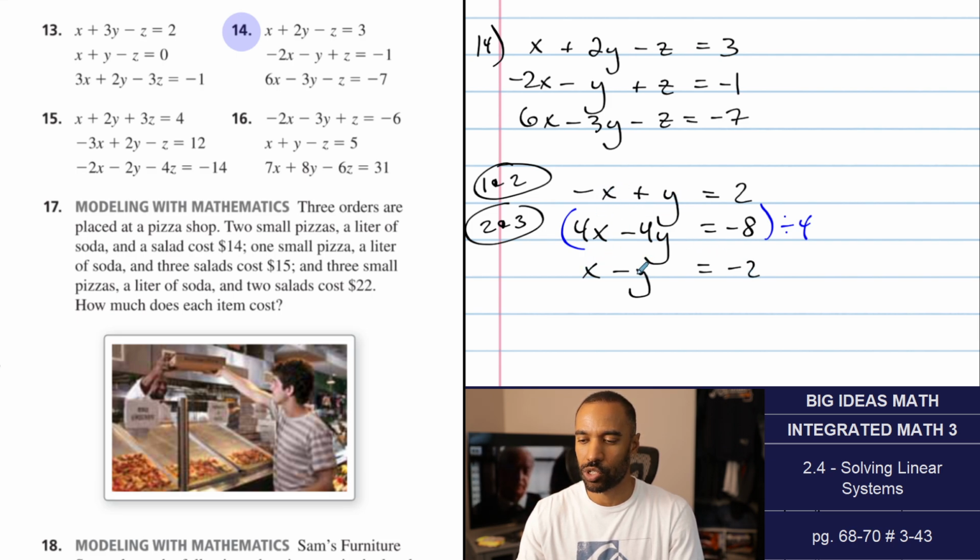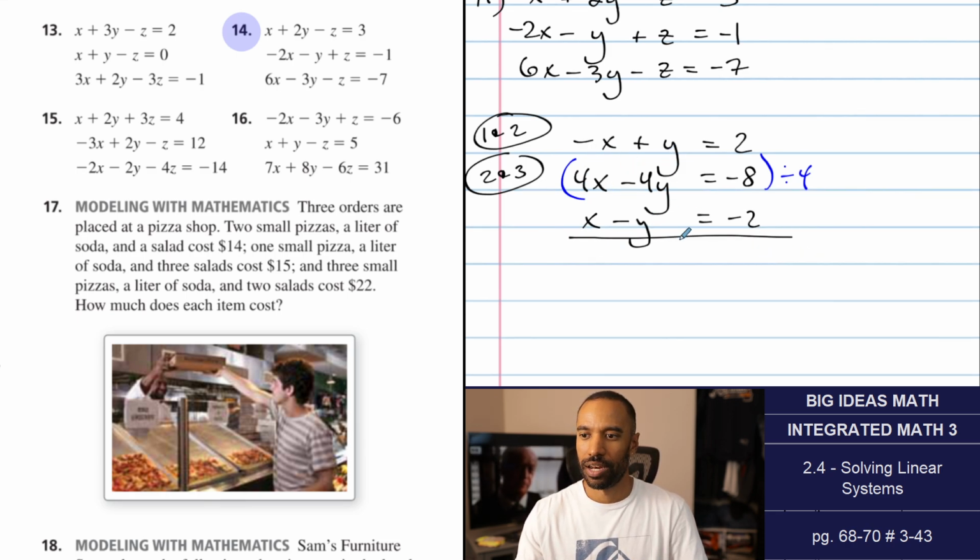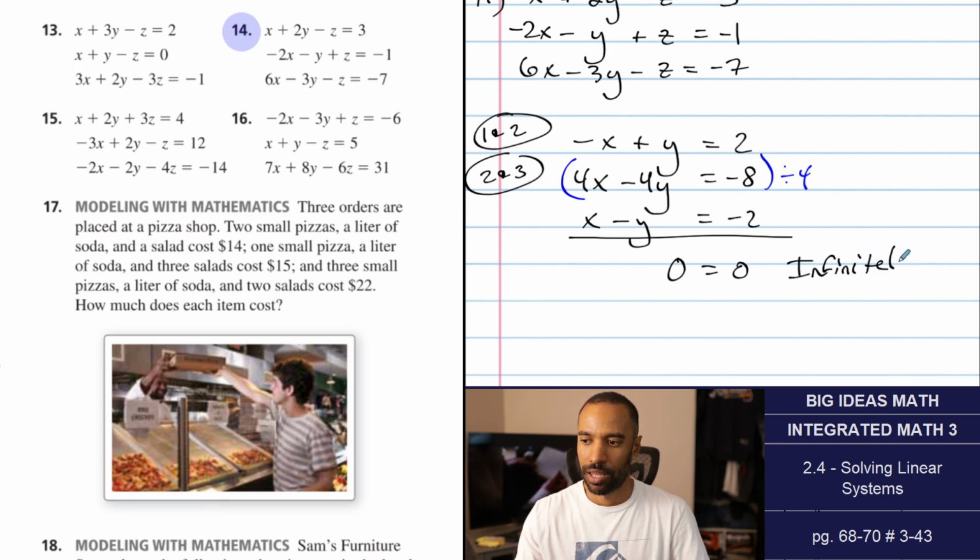So negative x and x, y and negative y, 2 and negative 2. So negative x plus x is 0, y minus y is 0, and 2 minus 2 is 0. 0 equals 0, infinitely many solutions. Now we're not done.